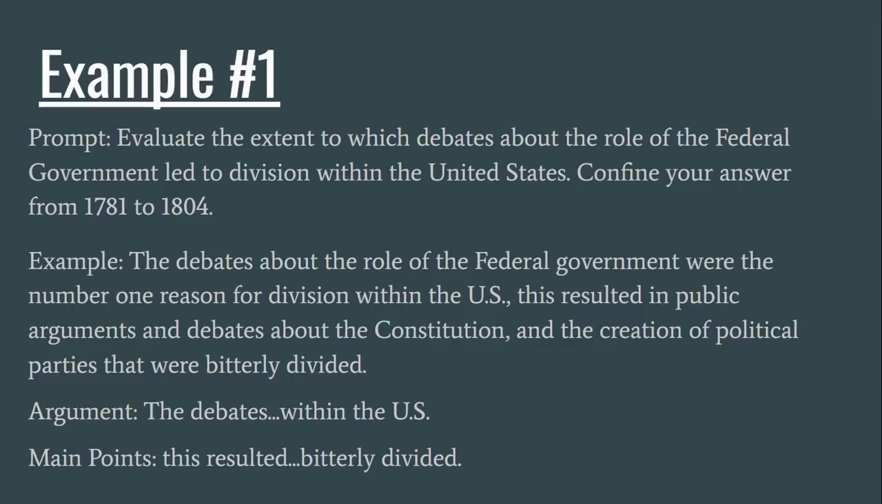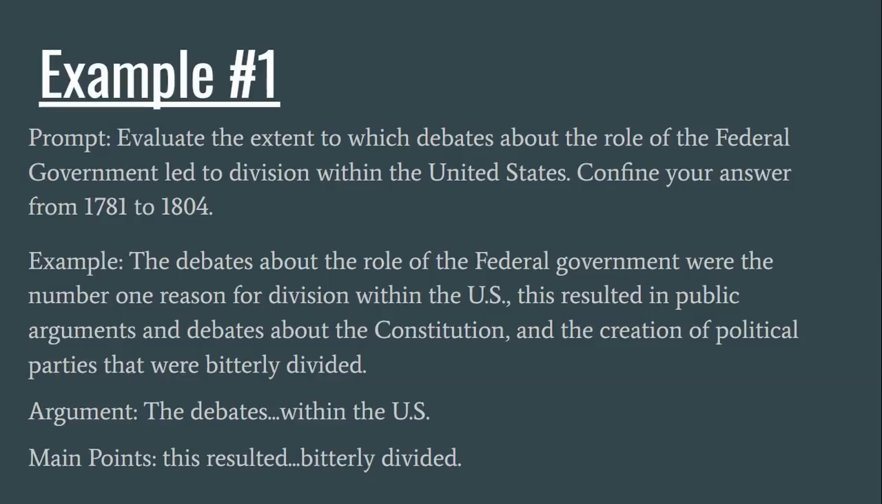Okay, so I came up with the example you see here. The debates about the role of the federal government were the number one reason for division within the U.S. This resulted in public arguments and debates about the Constitution and the creation of political parties that were bitterly divided. Notice the argument is in the first part and the main points in the second part.